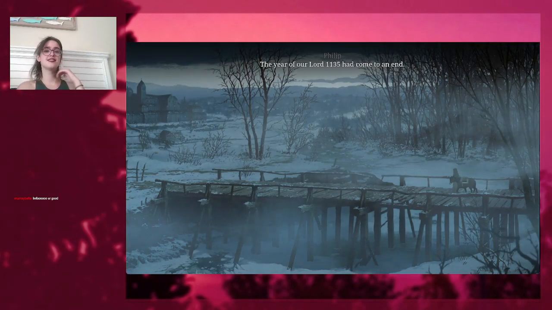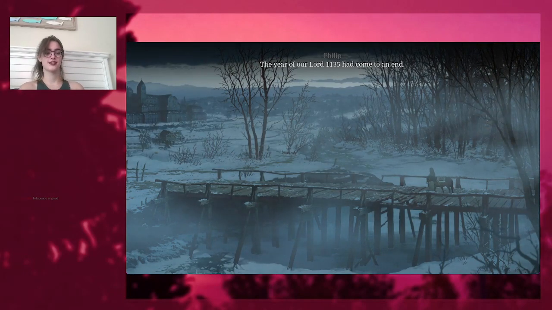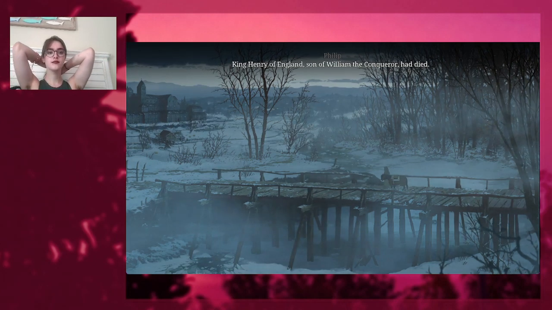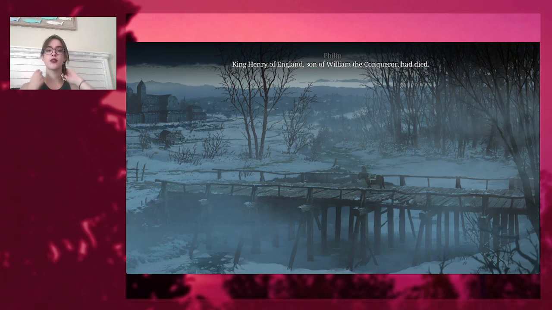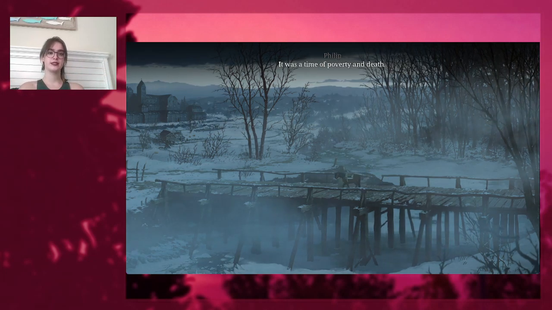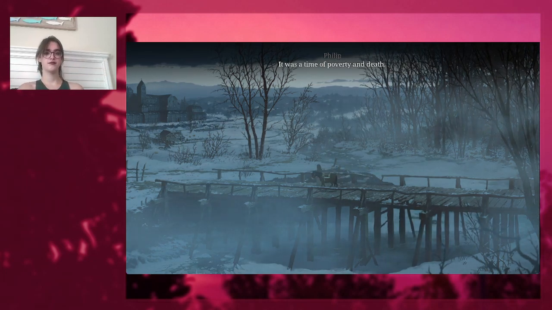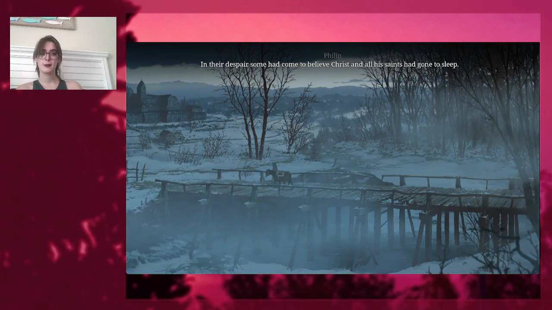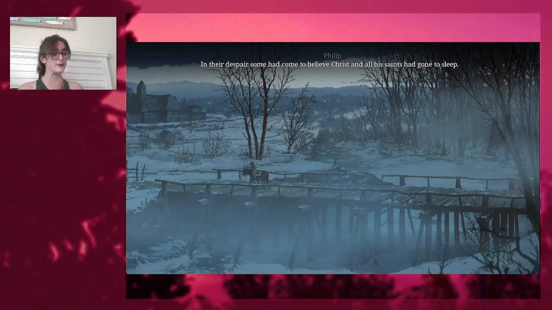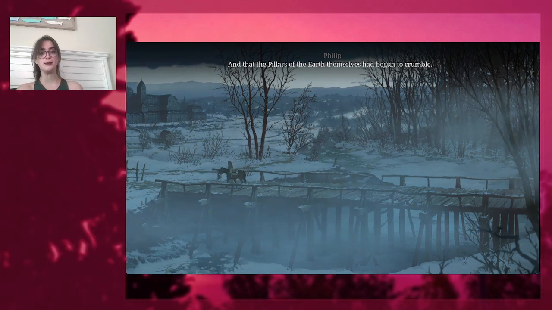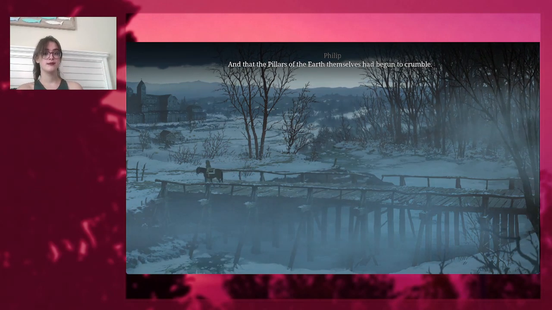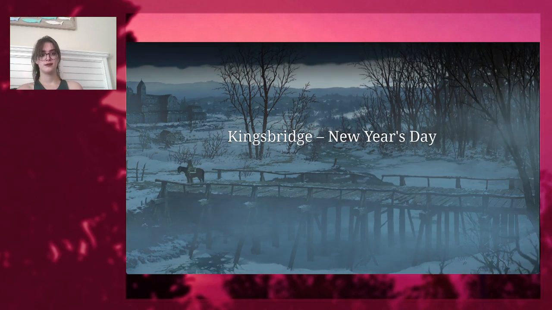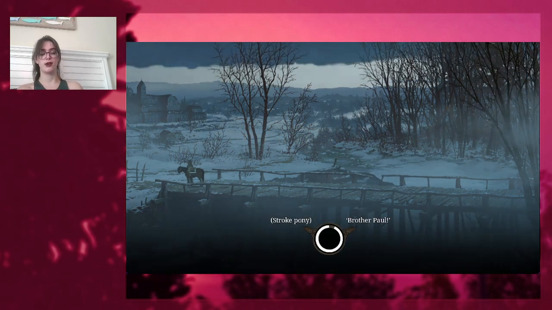The year of our Lord 1135 had come to an end. King Henry of England, son of William the Conqueror, had died. It was a time of poverty and death. In their despair, some had come to believe Christ and all his saints had gone to sleep, and that the pillars of the earth themselves had begun to crumble.